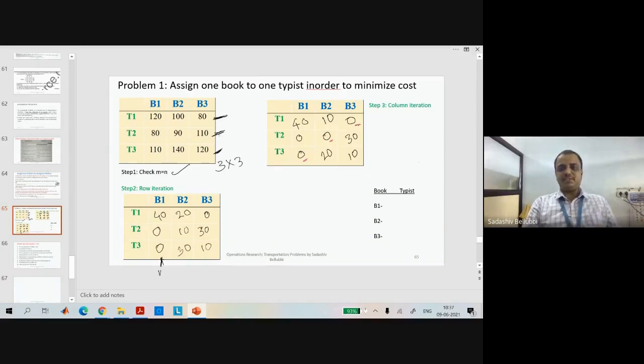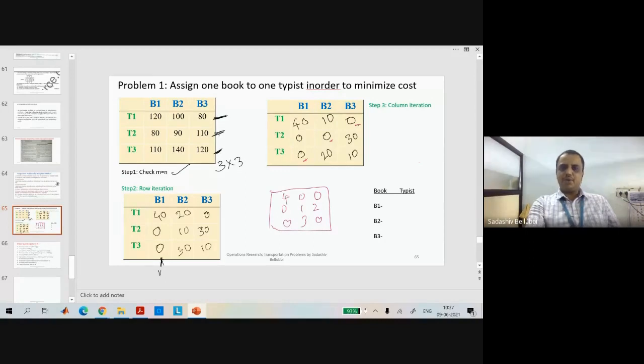Okay, now we need to go for the step number 5. So what is the step number 5? We need to assign now. Okay, you can assign to any one 0. So if you assign T2 to B2, I will explain here. I hope you can see this below matrix.